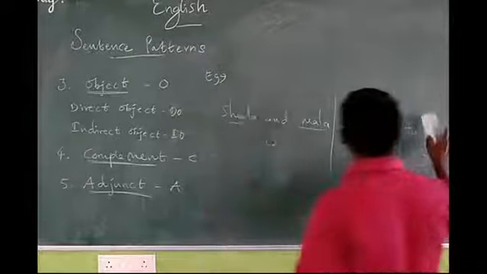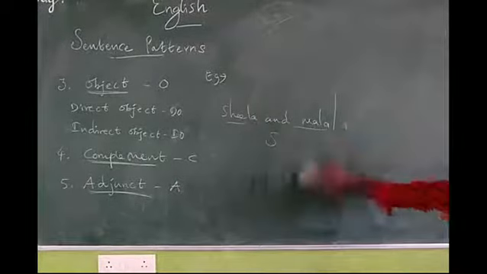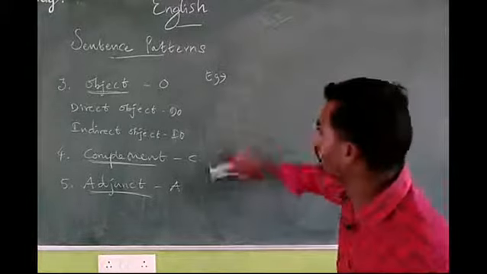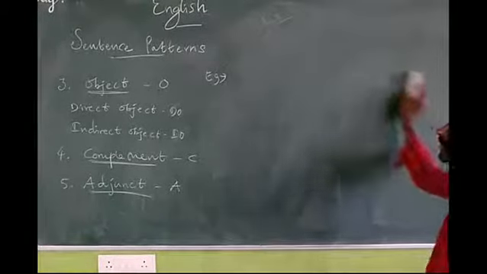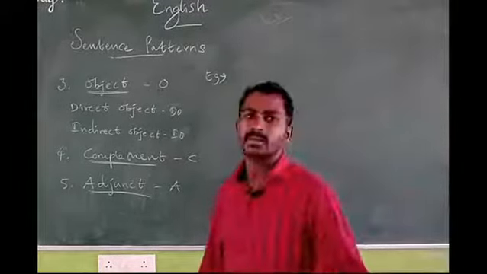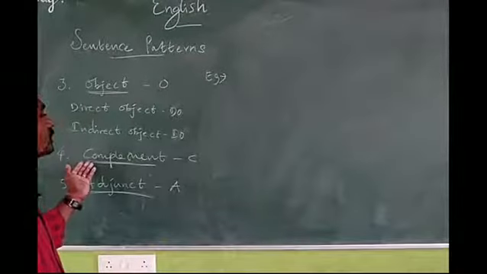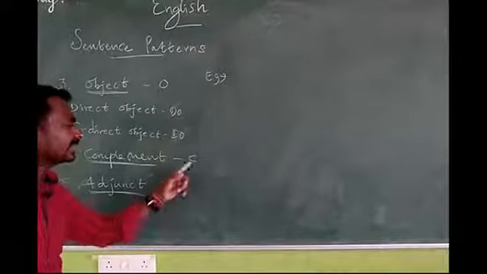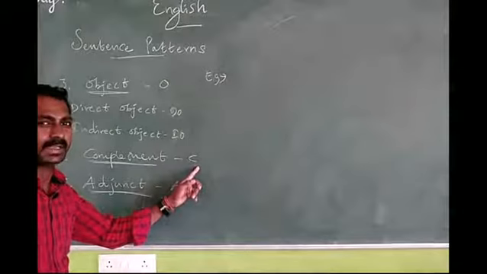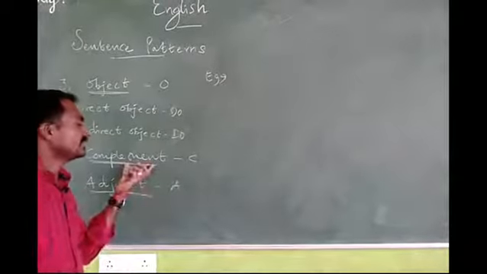So now we learned three. What are they, sir? Subject we learned, verb also we learned, and the third one is object. Now we completed. And the fourth one, what is the fourth one? Complement. It is indicated by the capital letter C.